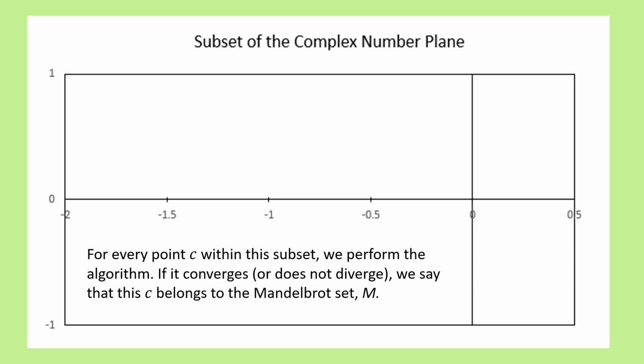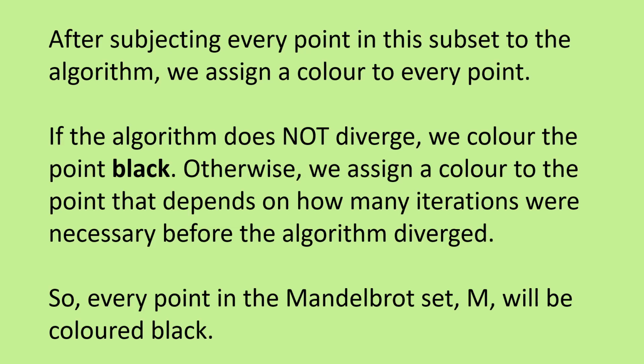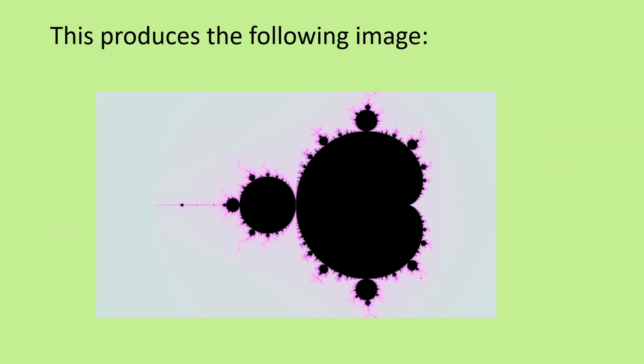Here's the part we're interested in. The real part goes from negative 2 to plus 0.5, and the imaginary part goes from minus 1 to plus 1. So we subject every point in this area to the algorithm, and if it does not diverge, we say it belongs to M, the Mandelbrot set. If a point does not diverge, we color it black. Otherwise, we color it according to how many iterations were required before it began diverging. And here's the result. The Mandelbrot set consists of all the points that are black.